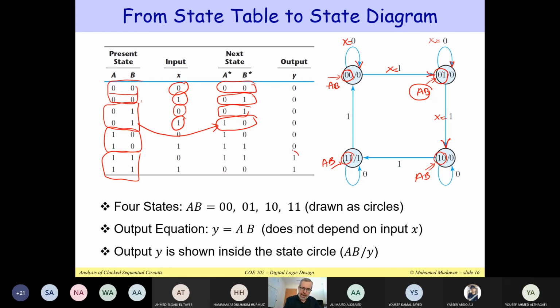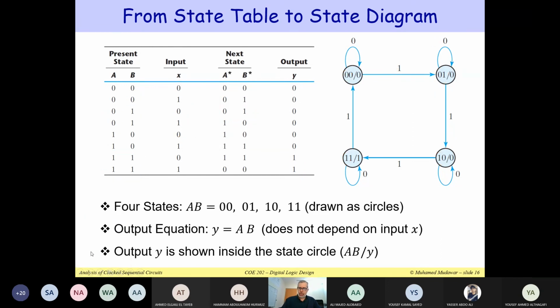Now notice that the output Y depends on the present state only. Now I'm showing here the output Y inside the state. So let me clean this up again. Notice that the output Y appears here. That's my output Y. So I'm showing here AB slash Y inside the state. I'm showing the output inside the state because the output depends only on the state and does not depend on the input X. So in this type of sequential circuit, the output does not depend on the input X, so we can show the output inside the state.